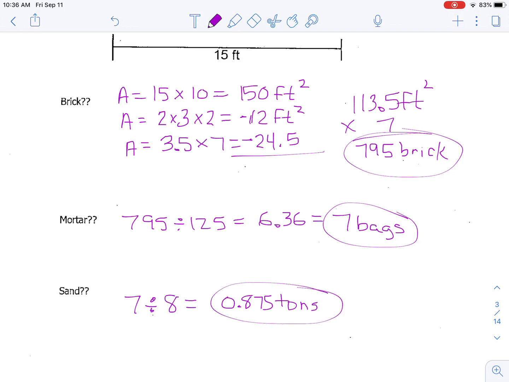Now for any 3 of those estimates, we would not order exactly that amount, but that gives us a ballpark figure on what we're going to order. Alright, so I hope this video has helped you estimate the number of brick, bags of mortar, and tons of sand. You're going to answer the questions on the Google quiz.